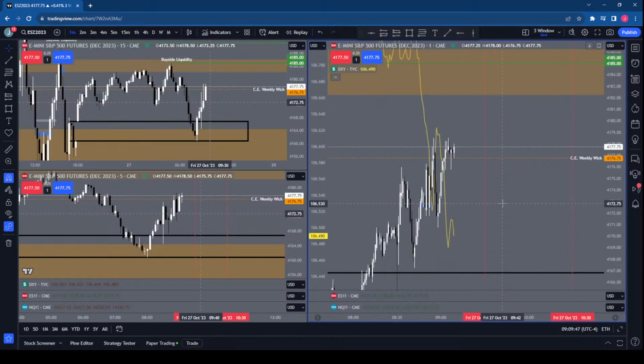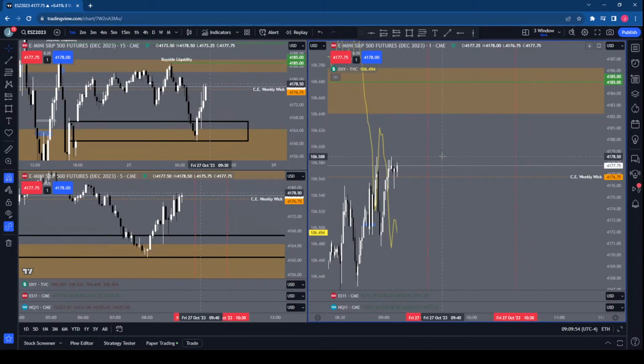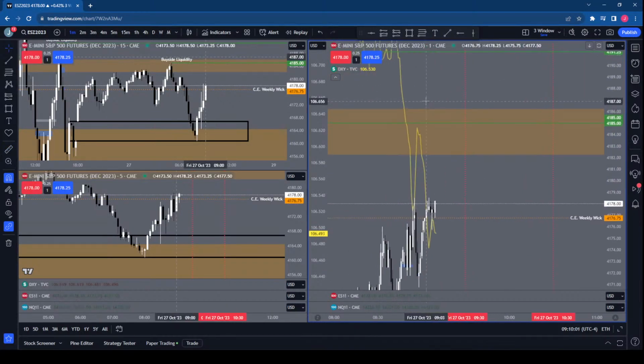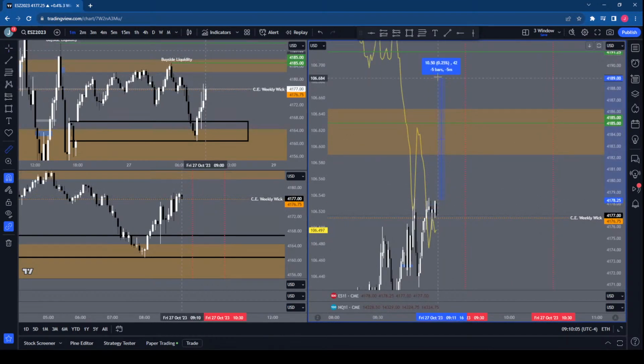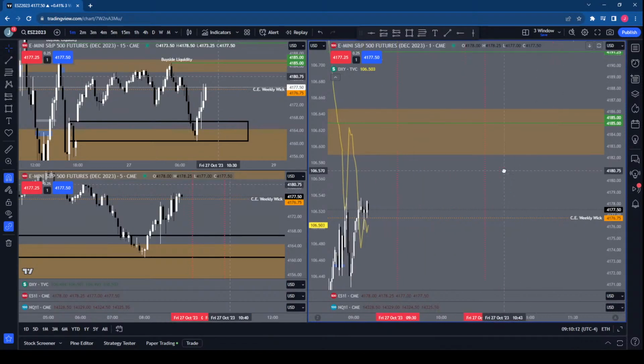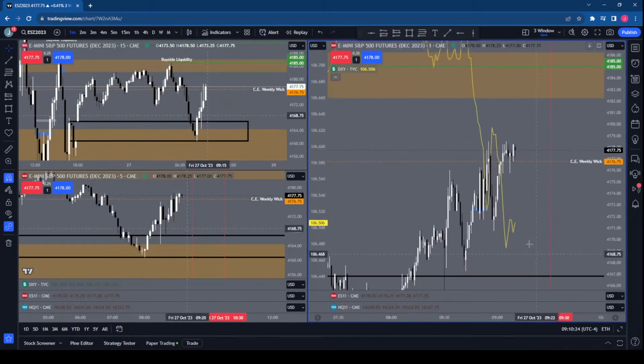Just give a little insight on the draw on liquidity. We're not super far from that buy side right here, but until we take it, that is my draw right now. So if between 9:30 and in our trading times, we haven't taken those already, I will most likely be targeting them unless we show a strong willingness to reverse.